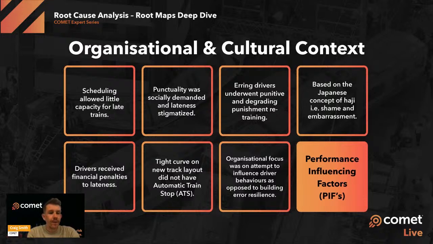The way the rail network was set up, scheduling allowed very little capacity for late trains. Think about that like a huge, complex set of ongoing operations and different journeys. One or two delays begin to have a knock-on effect. So scheduling, being on time, was hugely important, as I've already touched on. As it says there, punctuality was socially demanded. It was an expectation, actually part of the culture, and lateness was very much stigmatized.